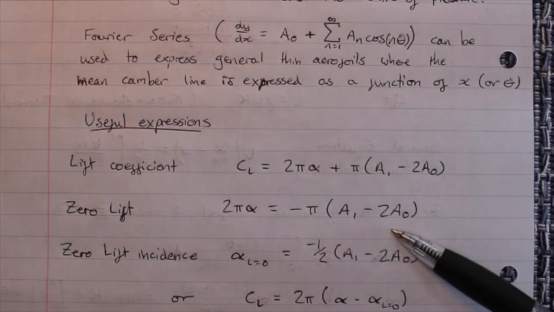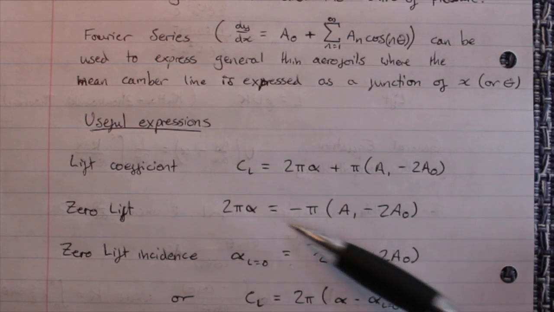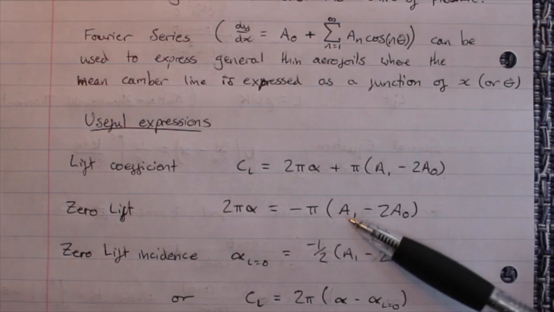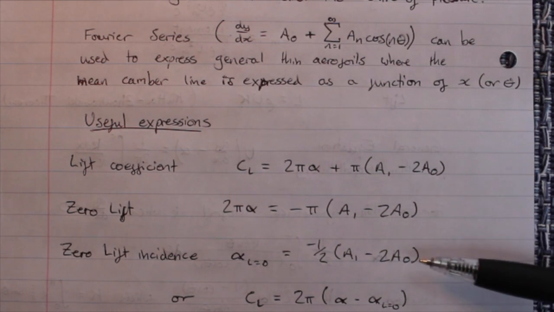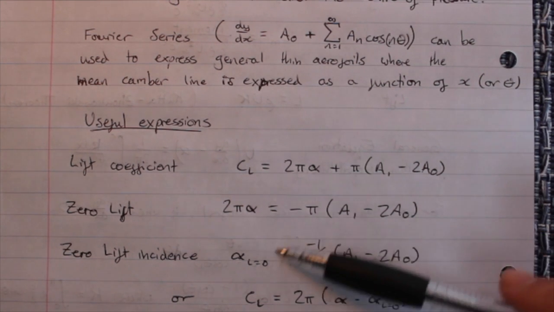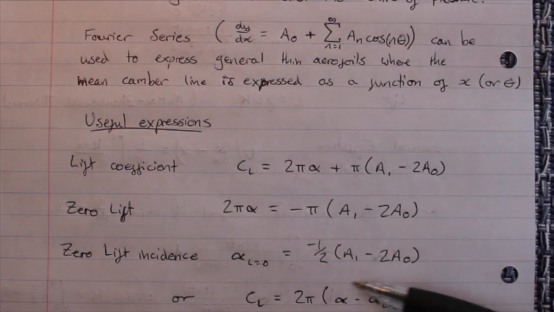This is useful if you either need to calculate the angle of attack at which 0 lift is gathered, or if you need help calculating or checking your Fourier series parameters. The 0 lift incidence is, again, like I said, a rearranged version of this, so divide the 2 pi across and it will give you this bit here.